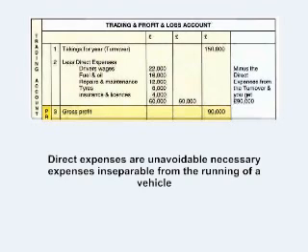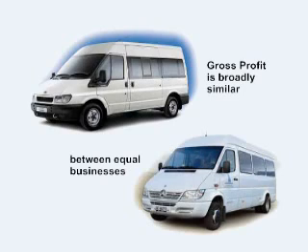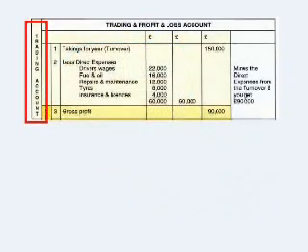Minusing the direct expenses of £60,000 from the turnover of £150,000 gives the gross profit of £90,000. Remember that this gross profit is broadly similar between equal businesses. All this forms the trading account.